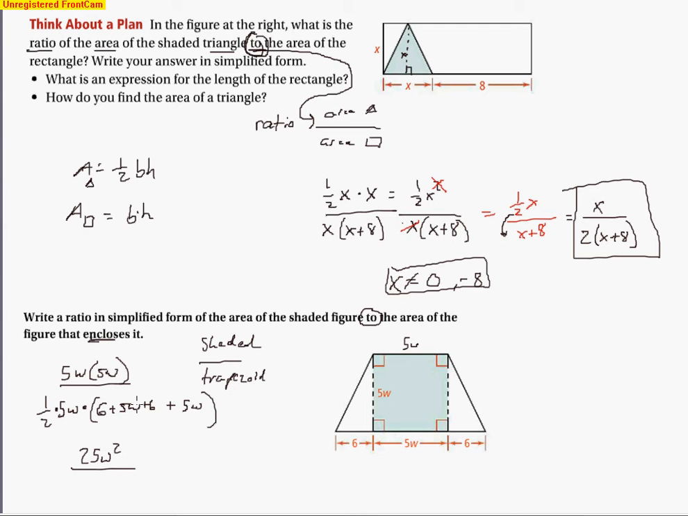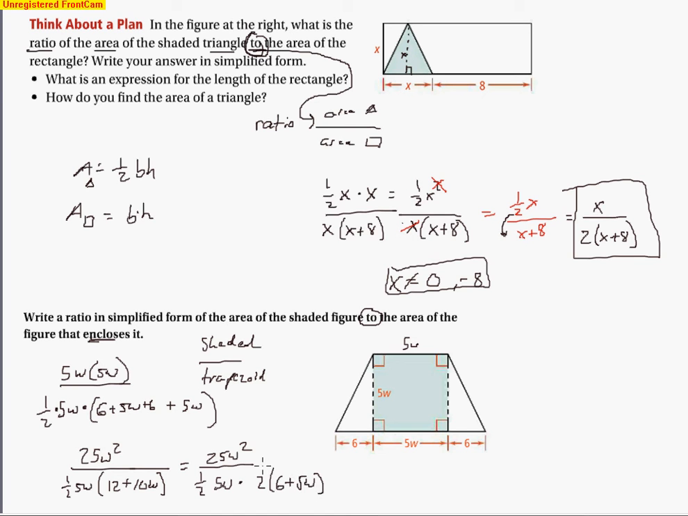Here we need to add this material together first. So we've still got this 1/2 5w. And here we add some like terms. We have a 12 plus 10w. So what I can do is I can take out a common factor from the 12 and the 10w. So I'll go ahead and do that. So I still have the 25w squared. I got the 1/2, the 5w. And now I'm going to multiply by 2, and then I've got the 6 plus 5w.